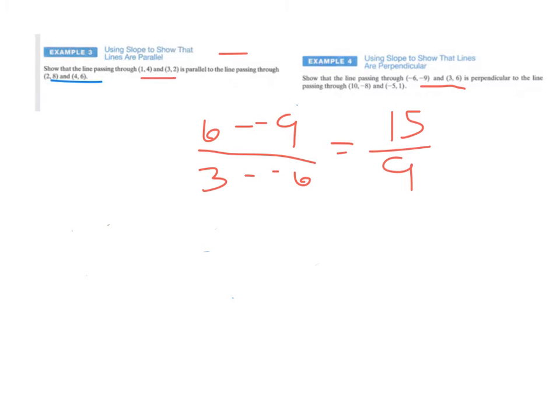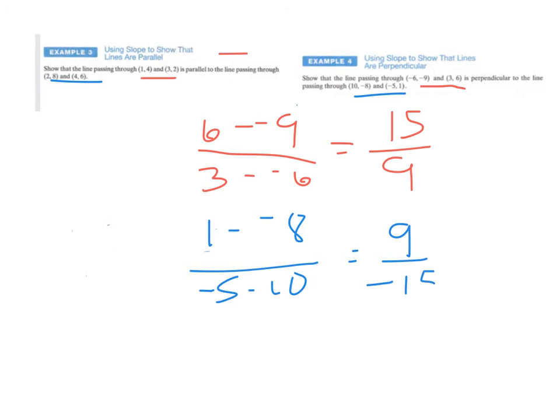So now we want to show these types. Let's find the slope of this one. I'll go 6 minus -9 over 3 minus -6. So I end up with the slope for the red one as 15 over 9. Then I'm going to do the other two points: 1 minus -8 over -5 minus 10. In this case, it's 9 over -15.